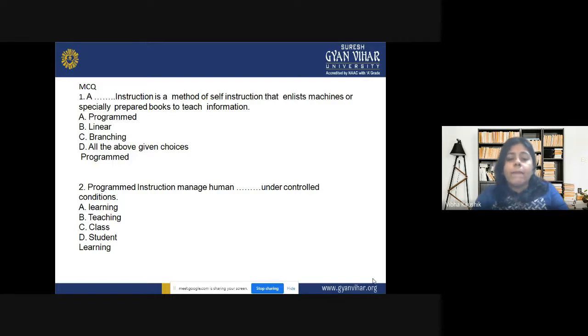And what will be the correct answer? The correct answer will be option A, that is learning. So we can say that program instruction manages human learning under controlled conditions.